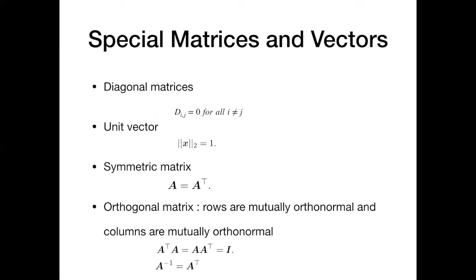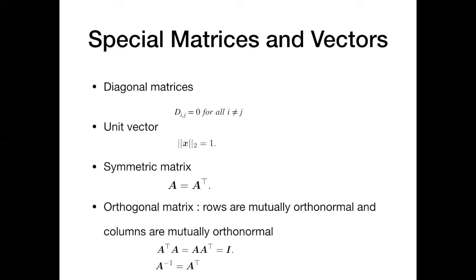So next we will get familiar with some very special matrices and vectors. These matrices and vectors are particularly useful in machine learning. The first one is the diagonal matrices. Diagonal matrices consist mostly of zeros and have non-zero entries only along the main diagonal.